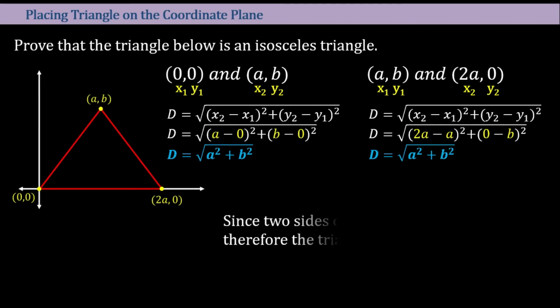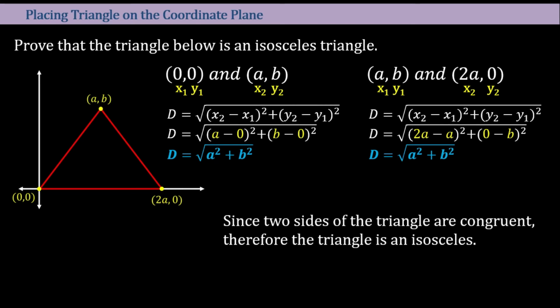So since the two sides of the triangle are congruent, therefore the triangle is an isosceles triangle. So that's how we prove this. So meaning our placing of the figure is correct.